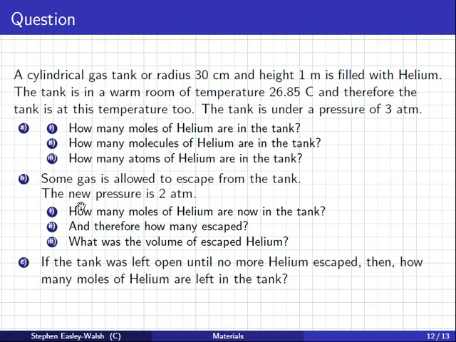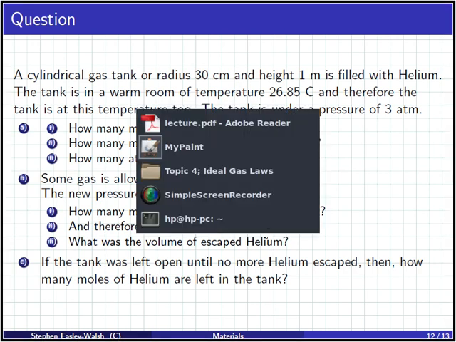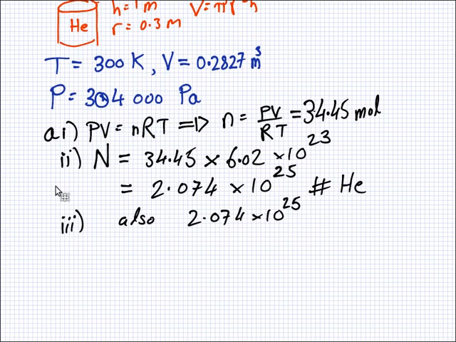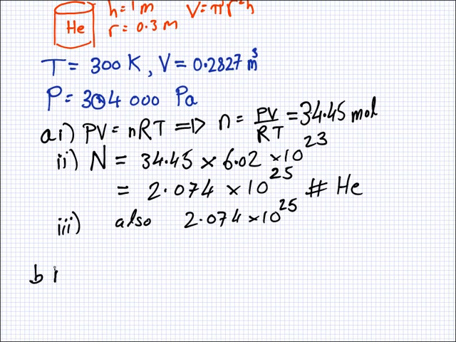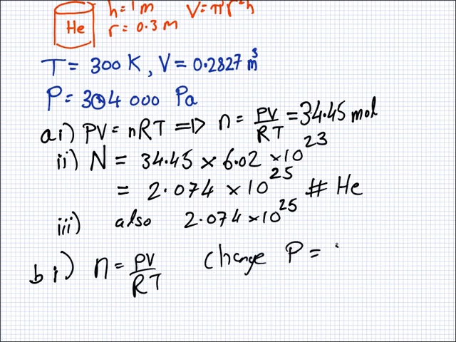Right. Next one. Some gas is allowed to escape from the tank. The new pressure is 2 atmospheres. How many moles of helium are now in the tank? Right, well, that's kind of similar to the question we did earlier, number 1. It's the same as number 1. The only difference is you have to change the pressure. Change P to 2 times 101,325. So we'll get a different value for N.